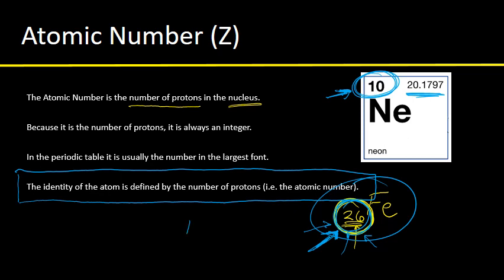If it had 25 protons, then by definition it would be manganese. And if it had 27 then it would be cobalt. Right? So if you look at the periodic table and you see the atomic number here, you know that every neon atom has 10 protons, and every atom with 10 protons is neon.